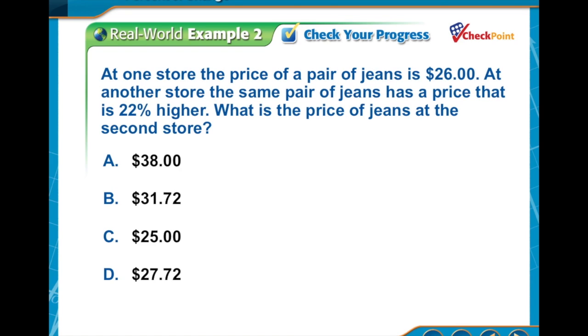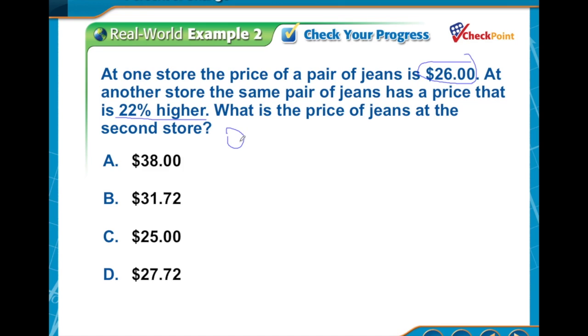Now here's a real world example. So at a store, the price of a pair of jeans is $26. So I'll circle that, that's important. At another store, the same pair of jeans has a price that is 22% higher. So what's the price of jeans at the second store? So what we need to do here is find out what is 22% of $26.